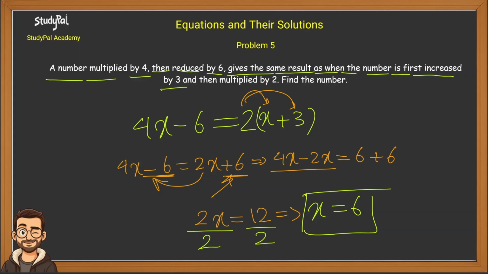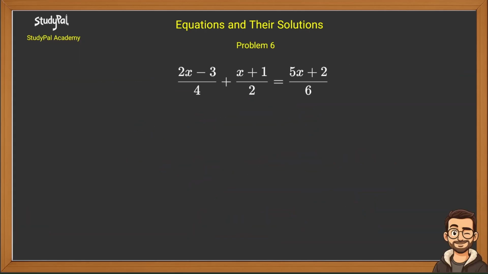And finally, let's do the last question, which has a very, very ugly face. We can see fractions here, which might be a little bit scary for some of us, but let's go through it. On the left hand side, we have (2x minus 3) over 4 plus (x plus 1) over 2 equals (5x plus 2) over 6. We need to get rid of the denominators first and then solve our equation.